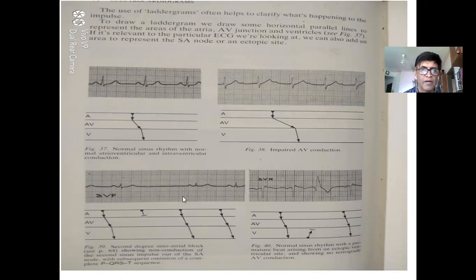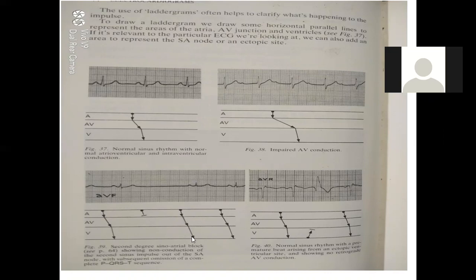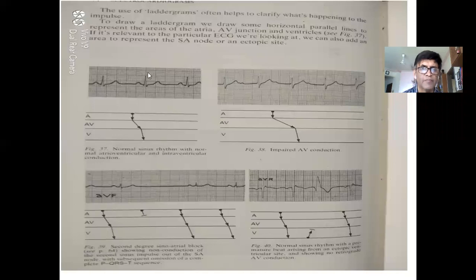Can anyone tell me? AVF is given. What is this? SA node. He's talking about this. What is this? This is the reference of this. Are you liking this picture? The explanation of the ECG? Are you able to understand?